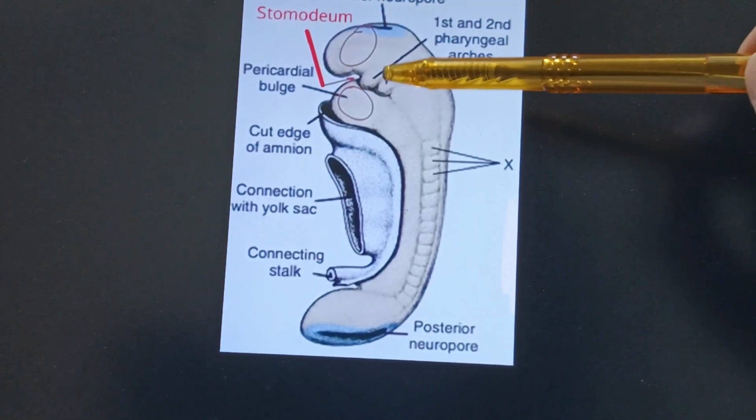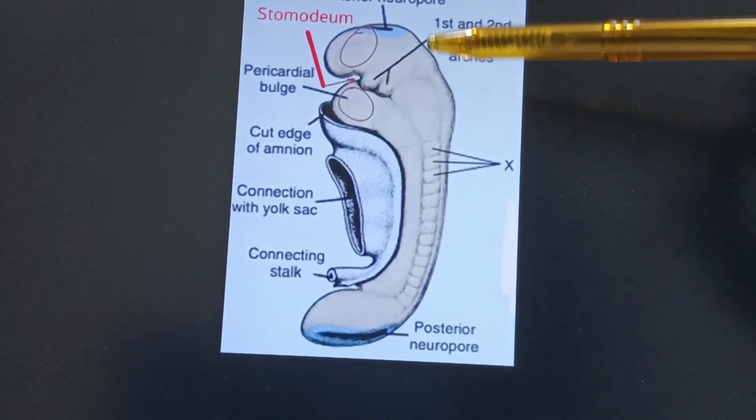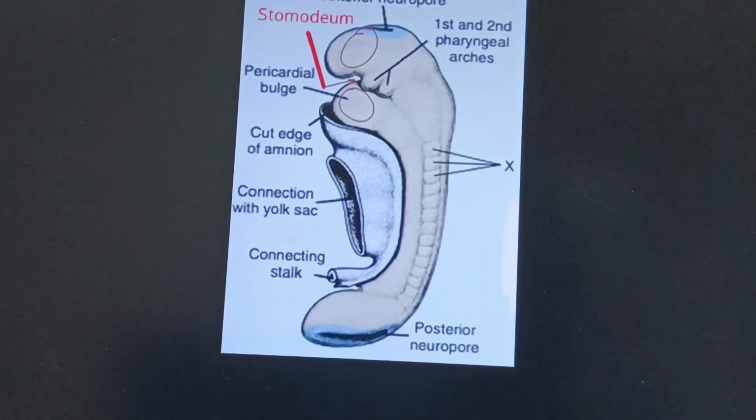And where is the neck? There is no shape of the neck here. For that, the pharyngeal apparatus has to come into action. See.